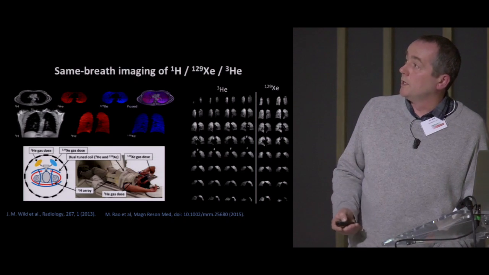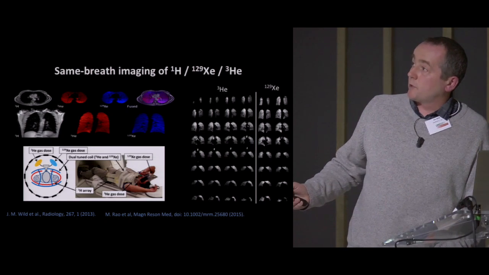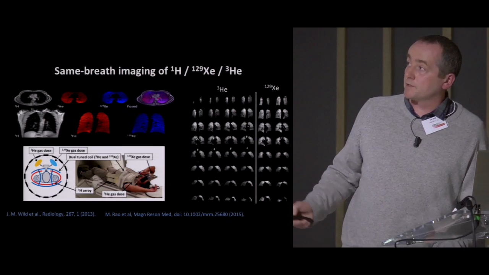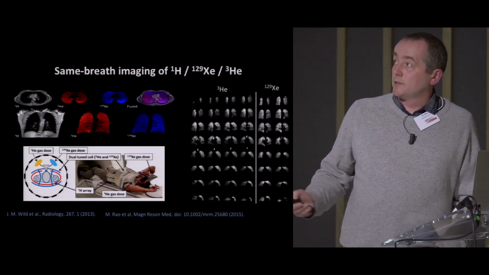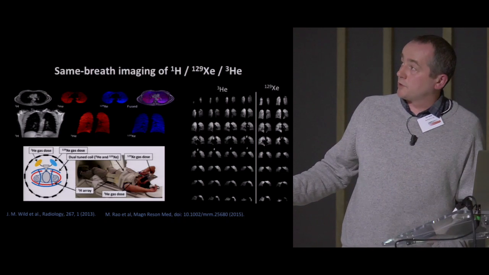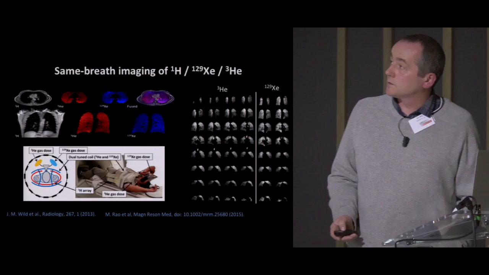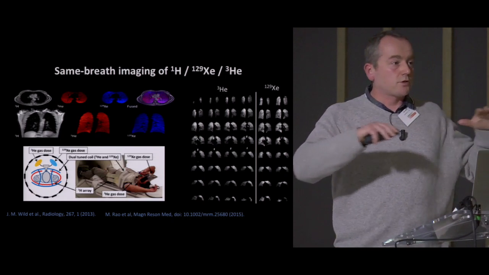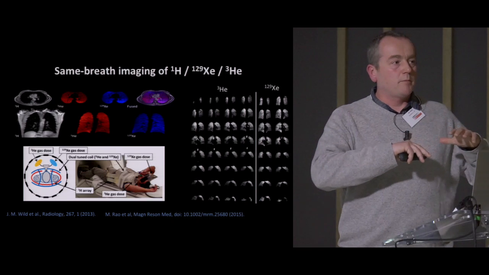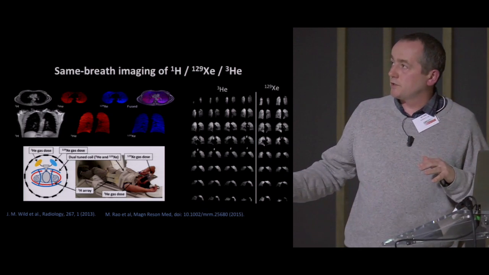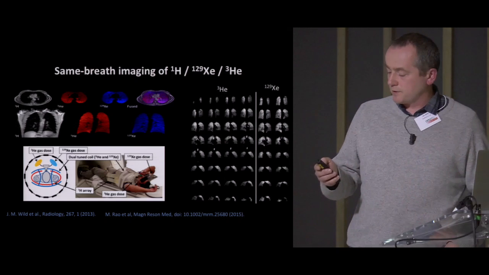So here we've built resonators to pick up proton signal, helium signal, and xenon signal at the same time, in the same breath. So we've got triple nuclear imaging of the two gases and the structural imaging from the proton MRI at the same time in the lungs. And bringing together the structure and the function tells us a lot about the lungs. So structural changes with function from the two gases.